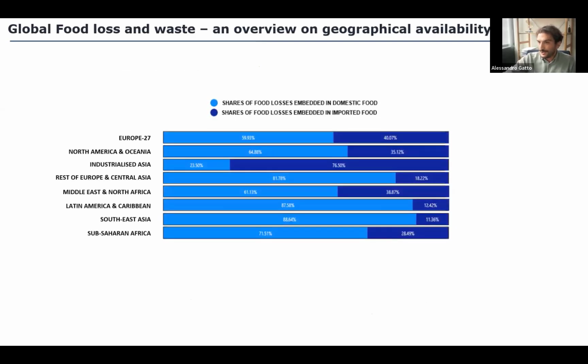And you can see, for example, here that low-income regions have a higher share of domestic losses, also because they export food to high-income regions, while in high-income regions such as Europe, there are higher shares of imported food losses, because food is imported but then consumed domestically. So the losses are not generated in Europe itself.